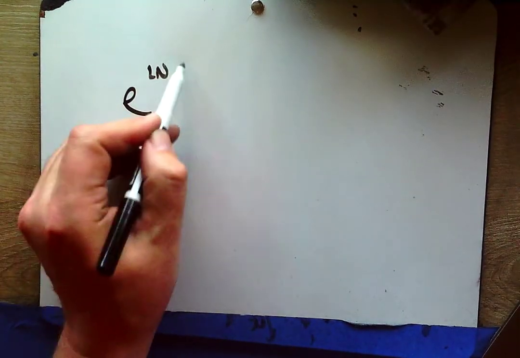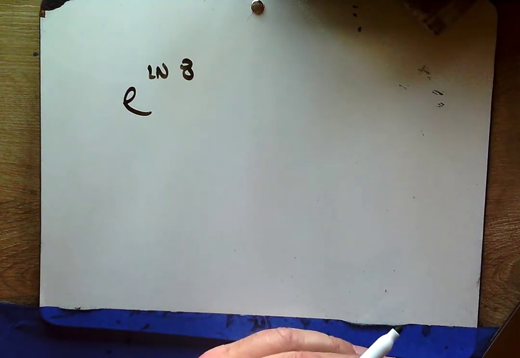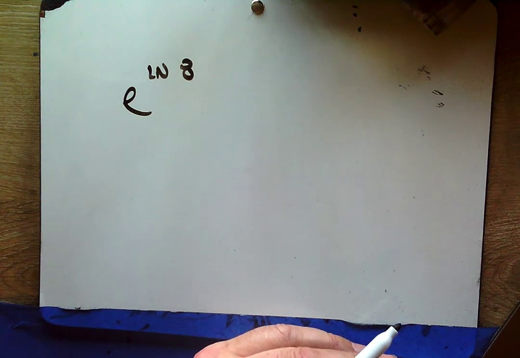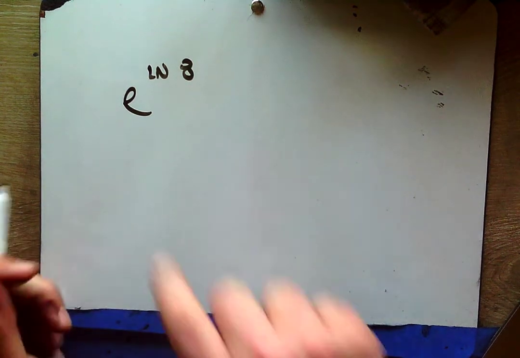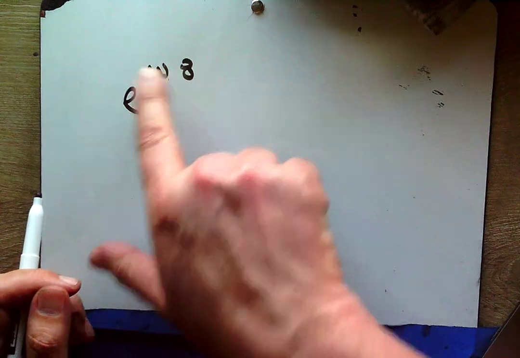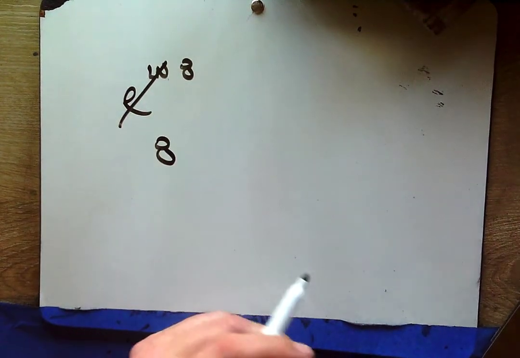How about this one? e to the ln of 8. What can we do there? Yes, that's it. Log base e to the power of, they cancel, I get 8.